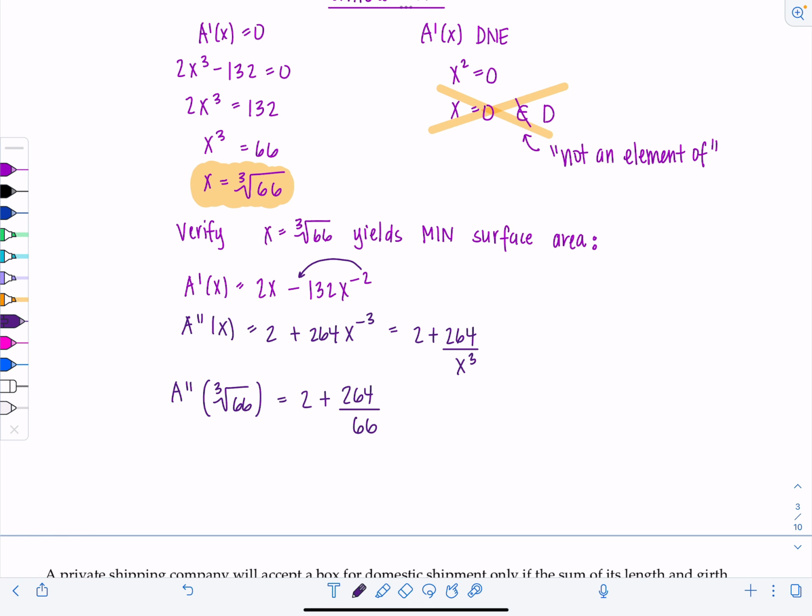And I don't care what number this comes out to. All I'm interested in is if it's positive or negative, right? Which I can already tell it's positive, which means my area function is concave up at that critical value.